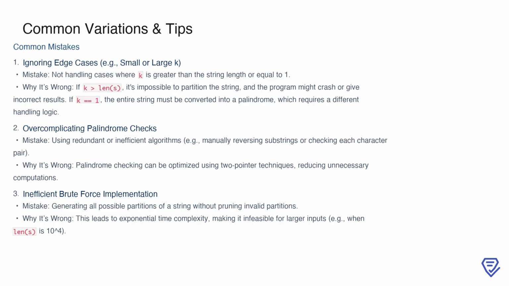Another common error is overcomplicating the process of checking whether a substring is a palindrome. Using inefficient methods, such as manually reversing substrings or repeatedly comparing characters, can lead to unnecessary computational overhead. Instead, optimized techniques like the two-pointer method can simplify this step. Lastly, brute force approaches, where all possible partitions are generated without pruning invalid ones, often result in exponential time complexity, making the solution impractical for longer strings. Efficient pruning and strategic exploration are key to handling such cases effectively.